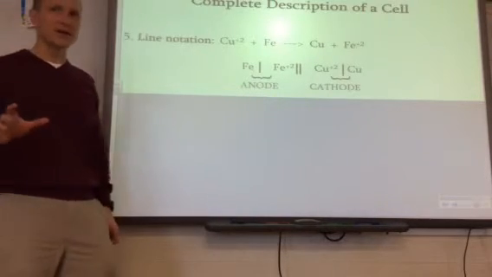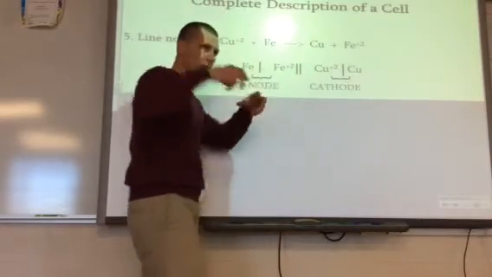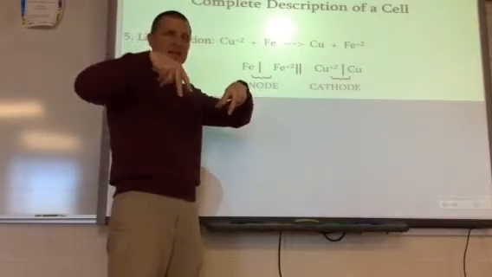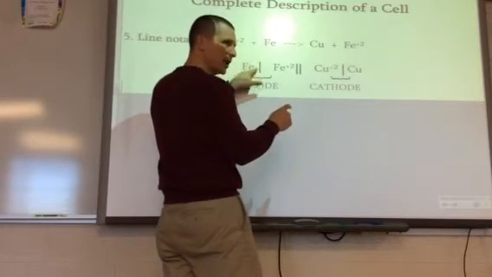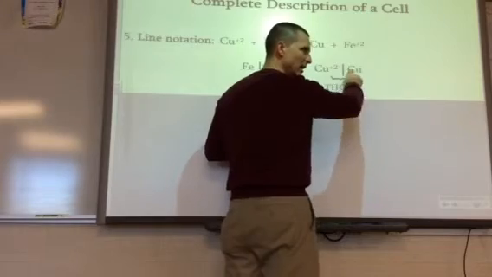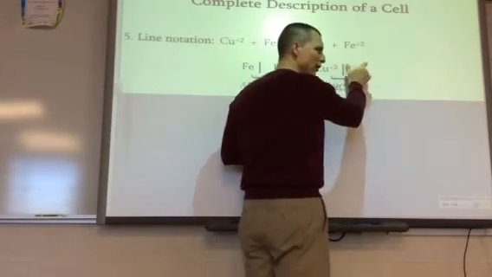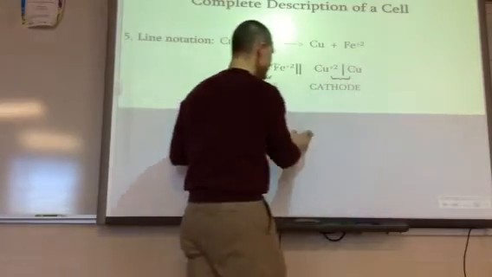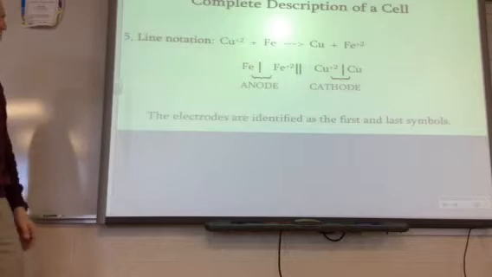Now it turns out that with line notation, it fell into place in this example, but the electrodes, those metal bars that sit inside of the compartments, must be the first thing written and the last thing written. So the electrode in the anode has to be written first, the electrode in the cathode has to be written last. And that's what it's going to say down here. The electrodes are identified as the first and the last symbol.